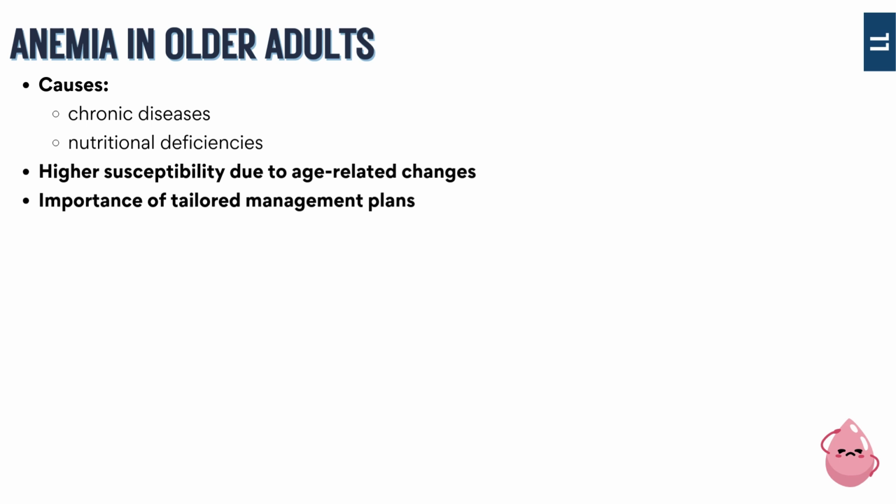So as a nurse, you've got to recognize these causes, know when your patients are more at risk, and look for personalized, patient-specific management in these care plans. A lot of times this is going to involve nutritional support and also monitoring for complications linked to chronic conditions. So nutritional support is going to be the big one.